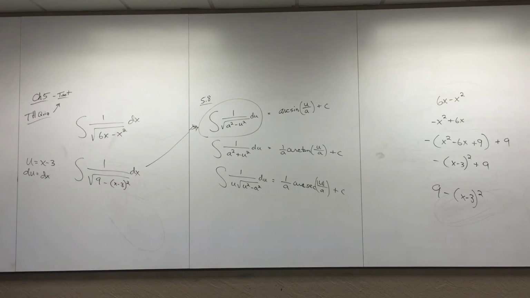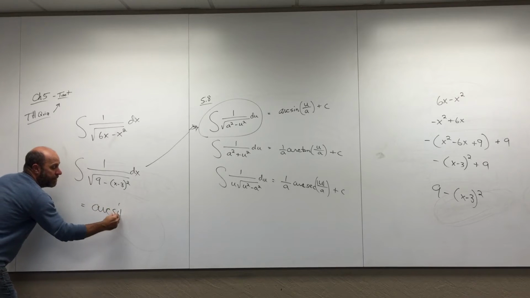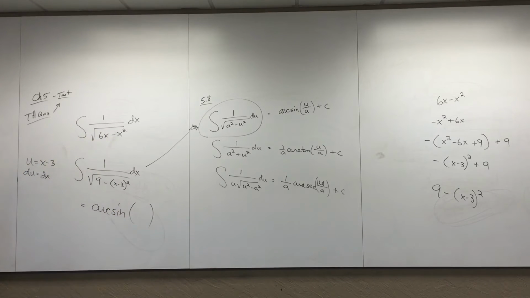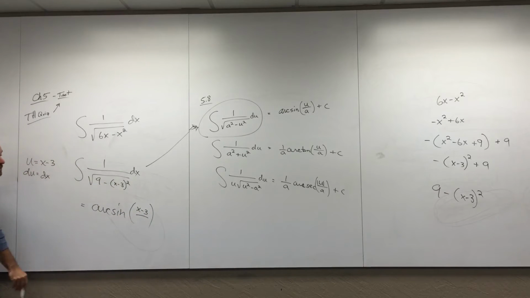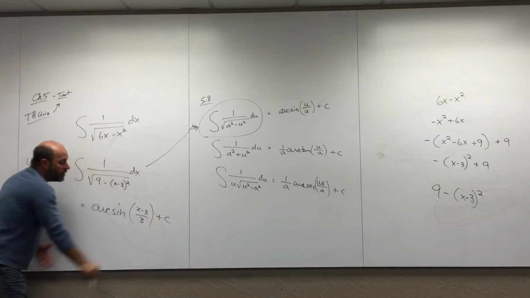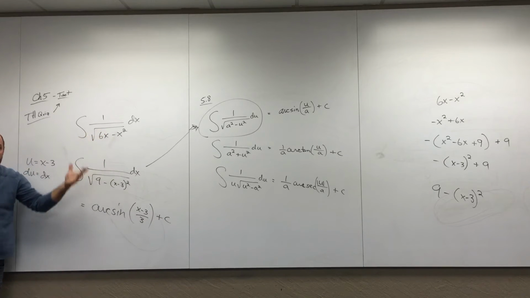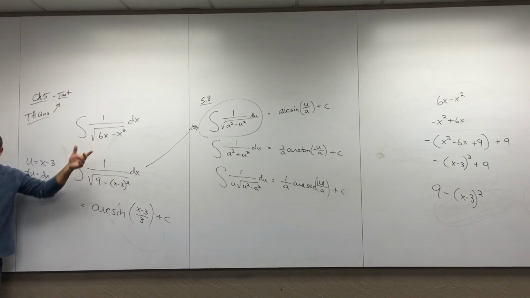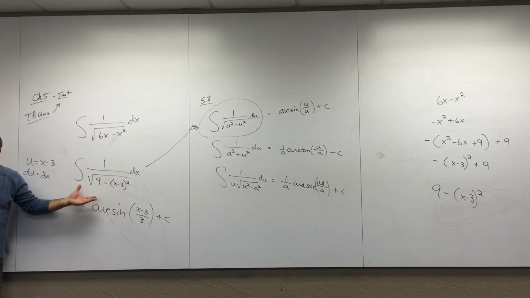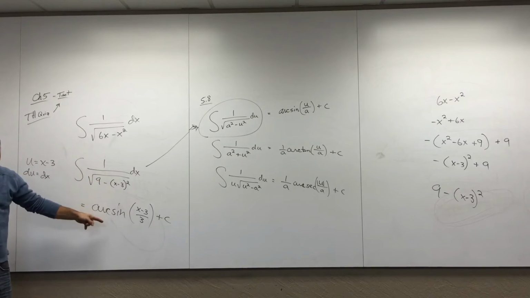It's not going to spit out a 1/5 or a 1/2. I'm very ready to finish this problem. I'm ready to just shout out the answer. It's the arc sine of u over a. What's the u? X minus 3 over 3, plus c. Once it's in this form, can you read forms and write answers? But prior to that, it was a job to get it into this form. And the job was completing the square to get it into this form.